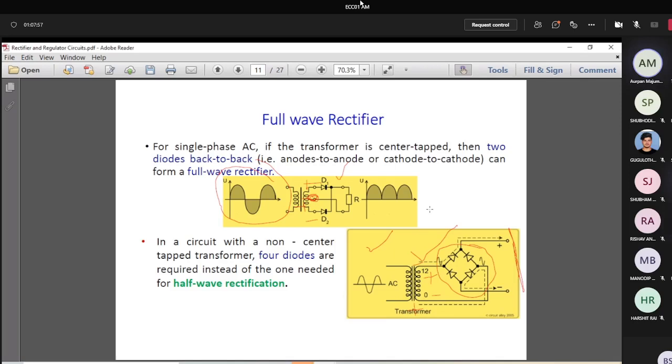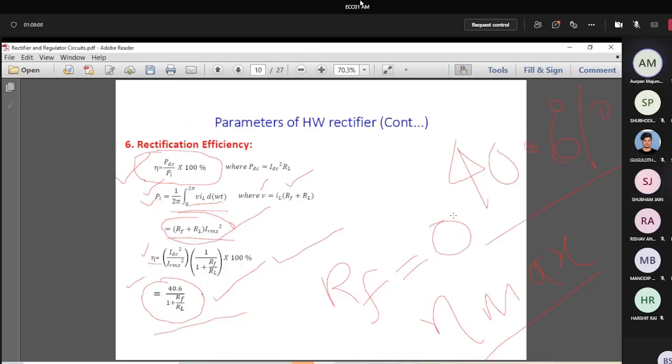Sir, what is PO? Power through resistance. Power given to the resistance or load. We have not gone through any kind of PO. Sir, we have gone to PI. PI, okay, input power.